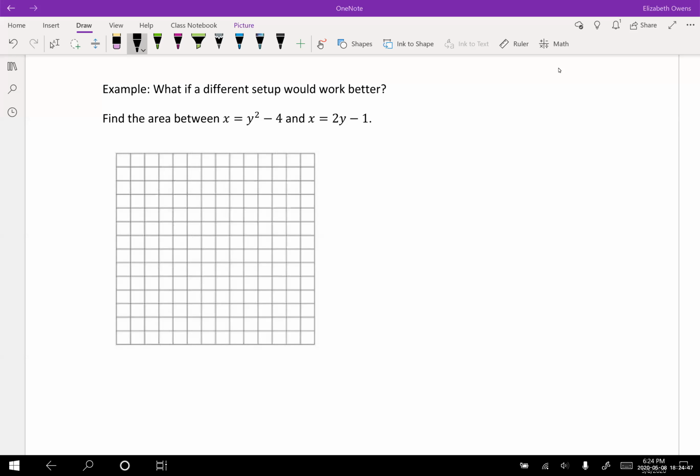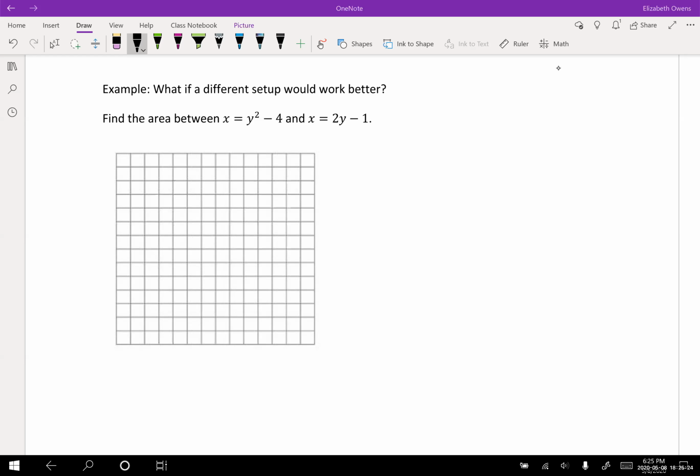Hi everyone, we are in section 5.6, areas between curves, and we're going to look at a slightly different setup here in this problem. So here we are going to be finding the area between x equals y squared minus 4 and x equals 2y minus 1. You might notice that that's different from our previous examples because those were all y equals a function of x type of functions. And here we have x, which is a function of y. So it's going to be a little bit different.